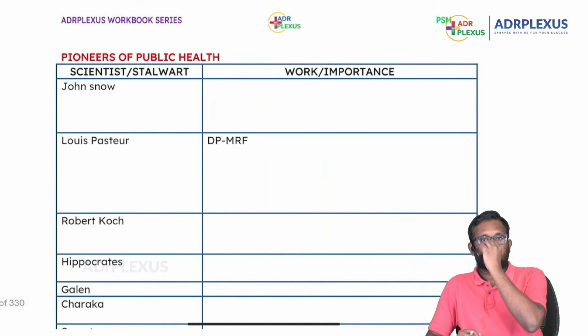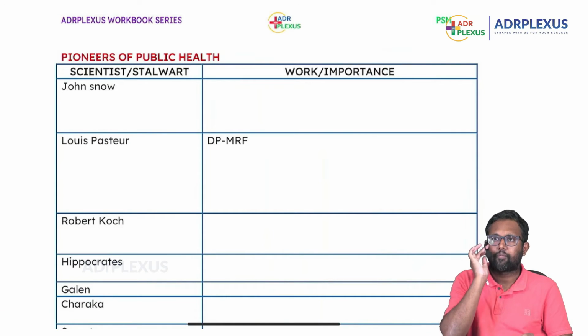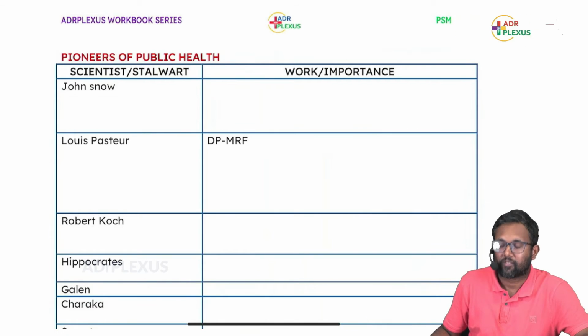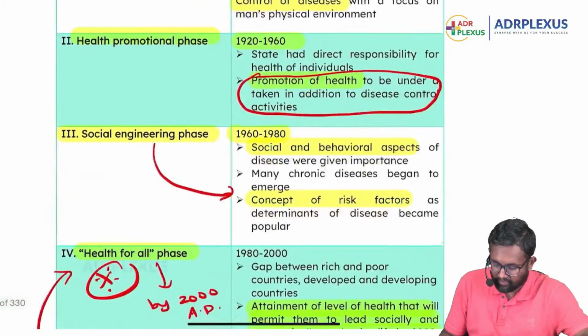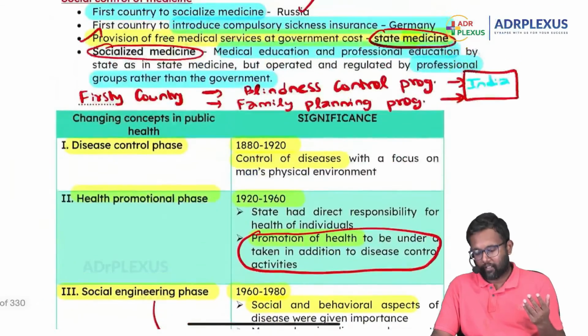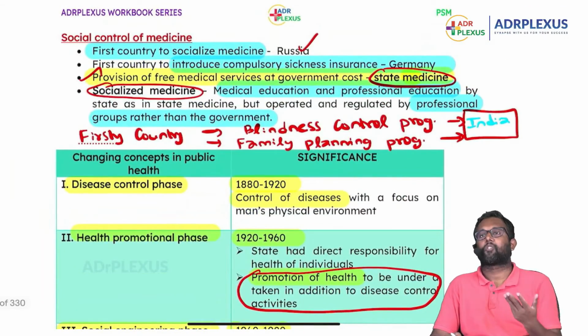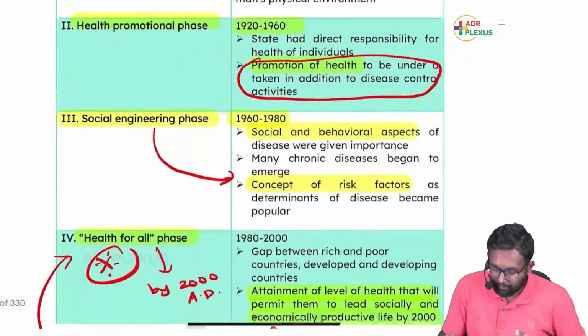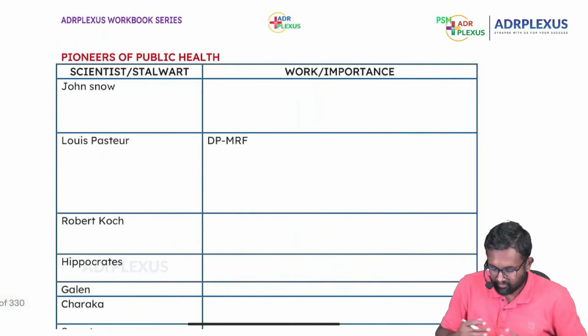Next, we'll go into the next page, page number 4. Okay, John Snow. Now there is no phase like the changing concepts in public health. This was only history. Now there is no specific phase. So in our Park book, that's all, health for all.